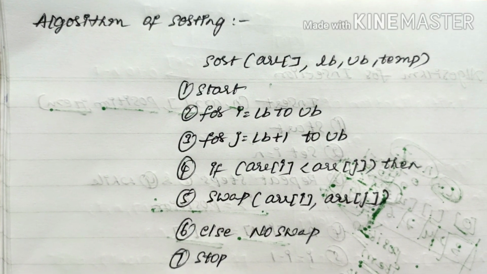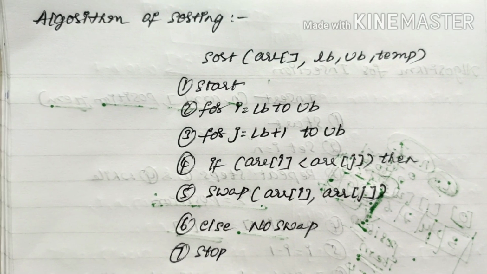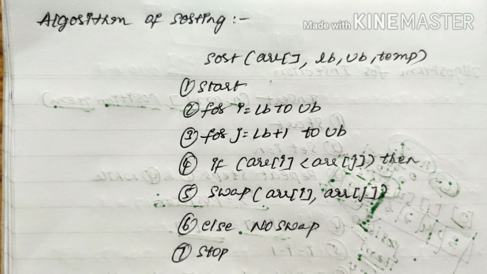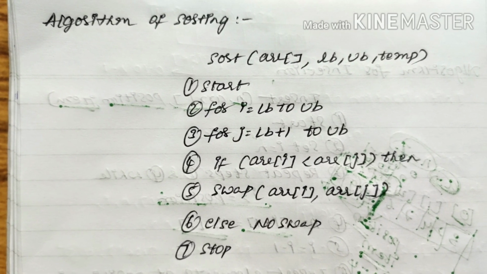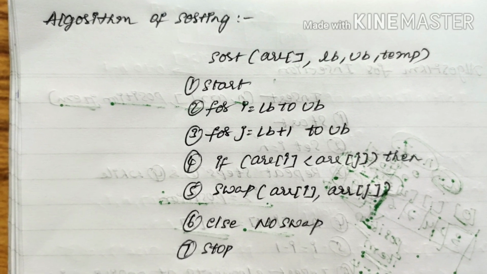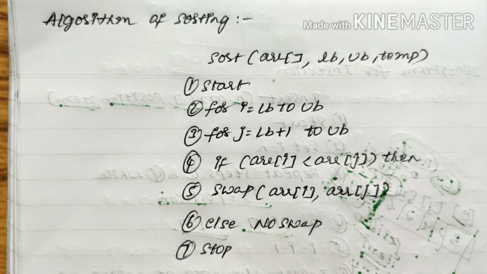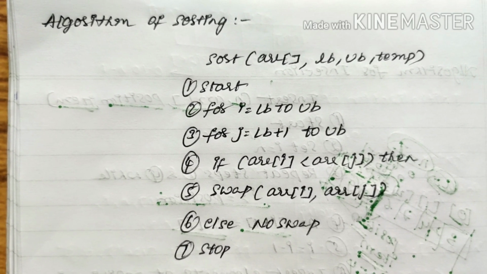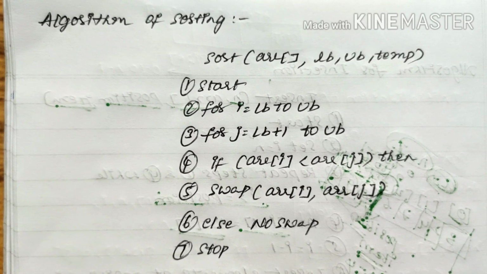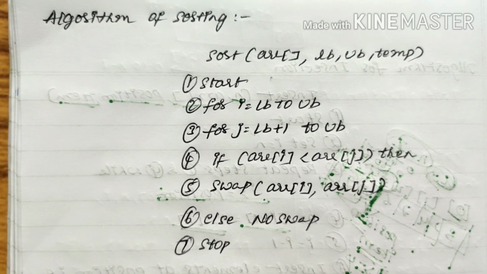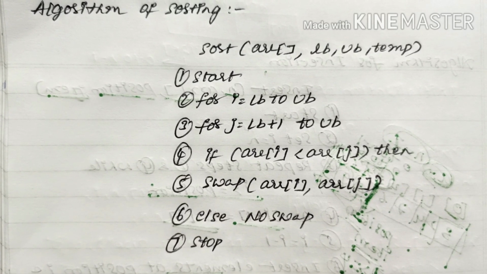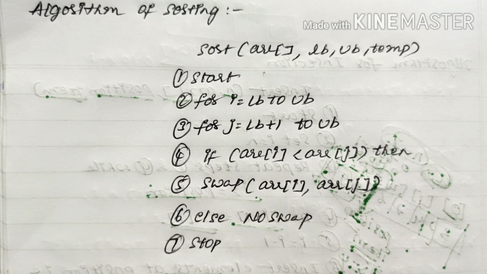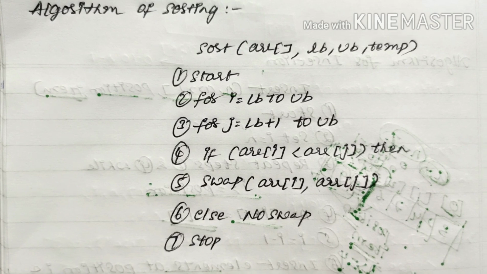Now coming to the algorithm of sorting. What is sorting? Sorting is nothing but arranging the elements in a particular order, that is either in ascending order or in descending order. What is ascending order? We have to sort the elements in a particular way such that the first element is the smallest element of the entire array. Descending order is quite opposite to the ascending order.